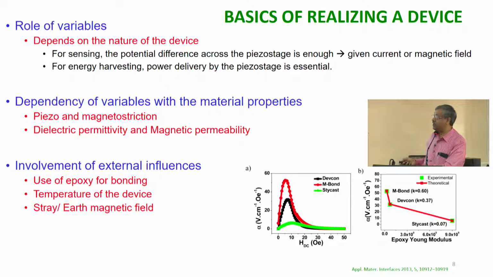Then come the external influences. Even if you have a very good material, your external influence can spoil everything. That includes how proper the bonding is and where you are going to use it. The operational temperature is very important. And whether you use it for magnetic field sensing or for energy harvesting, you should know where the sources are.